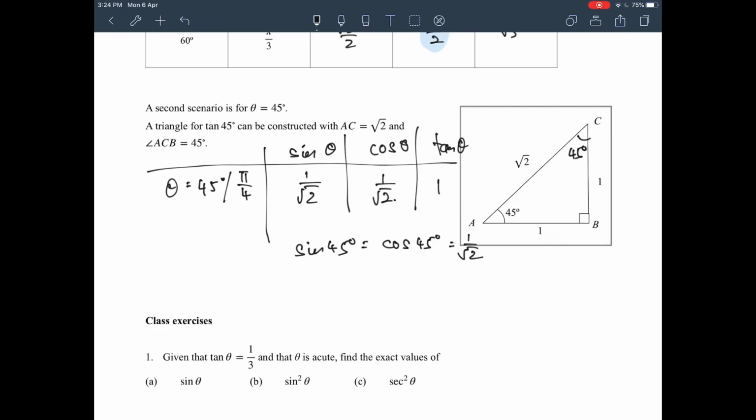Alright, so that goes for all the trigonometric ratios for special angles.